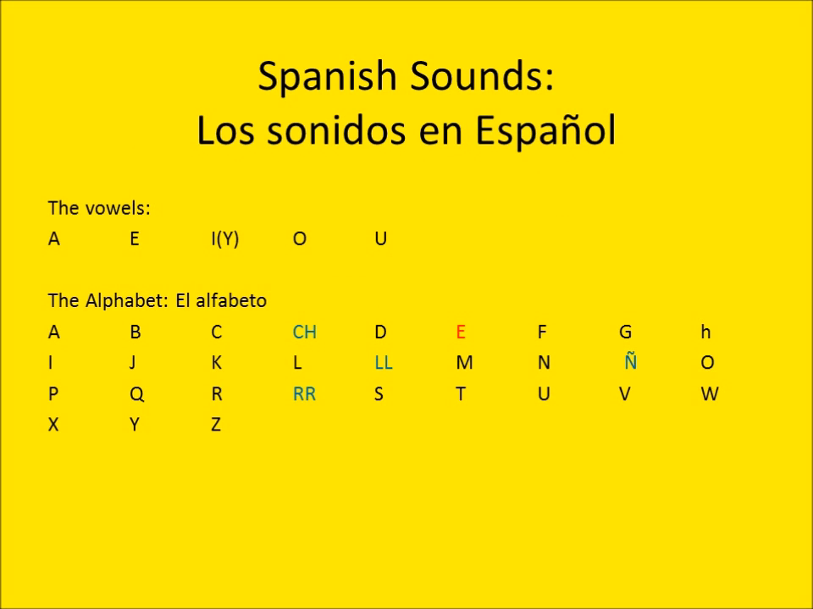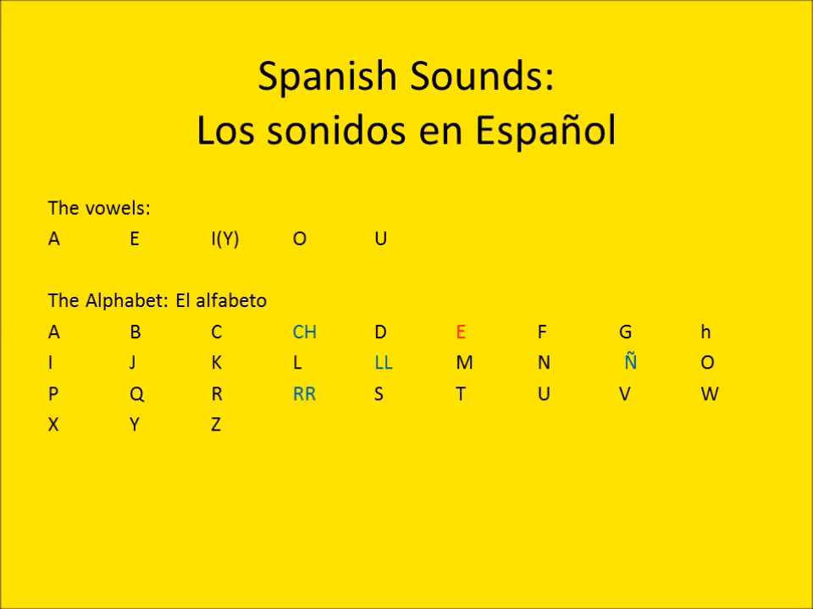Here we have the vowels, las vocales, and they are A, E, I, O, U. As you can see, for this sound E, there are two letters, the I and the Y. The reason is both of those two letters have equal sound. In Spanish, both of them are E. So again, you have A, E, I, O, U.